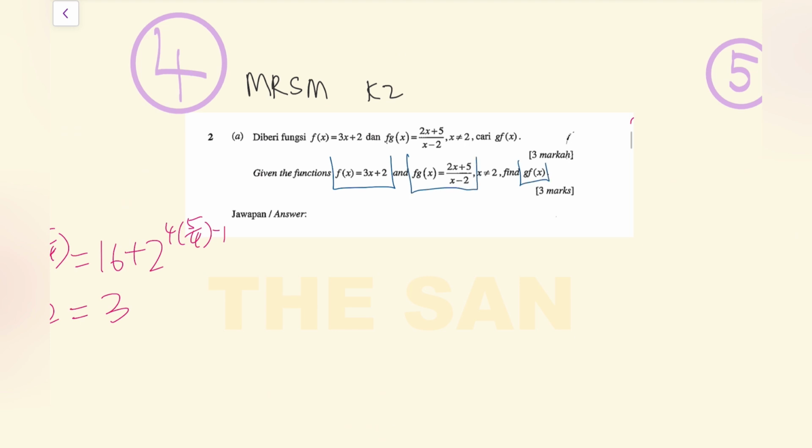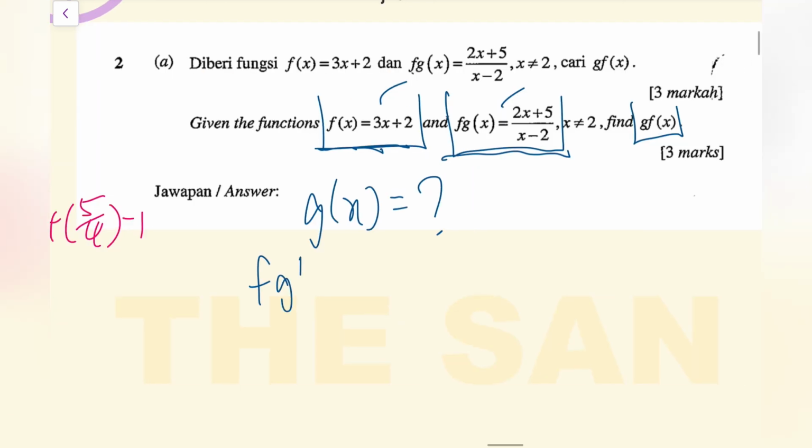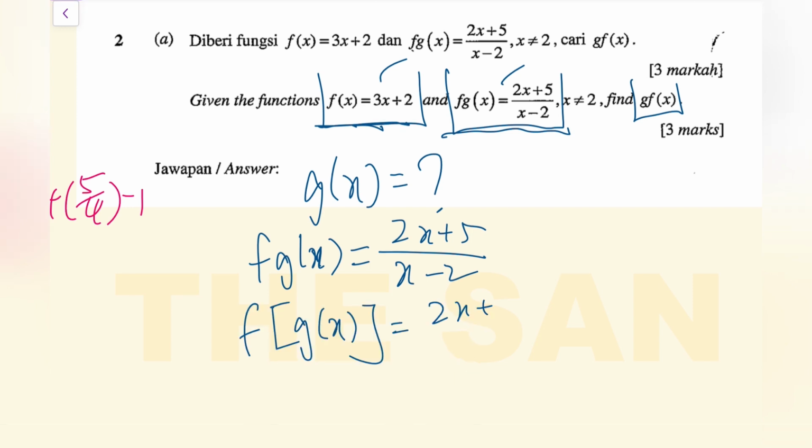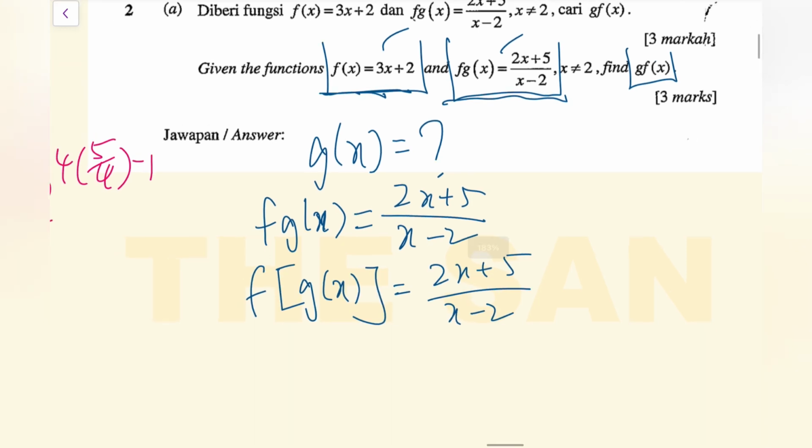Okay, so do the same thing, do the bracket. So now we know f(x) is here and then fg(x) is here. So from these two pieces of information, we can get what is g(x) first before we proceed to this. fg(x) is equal to (2x + 5) over (x - 2).